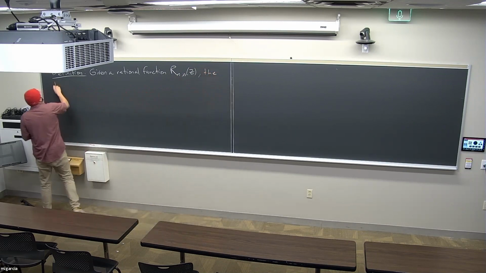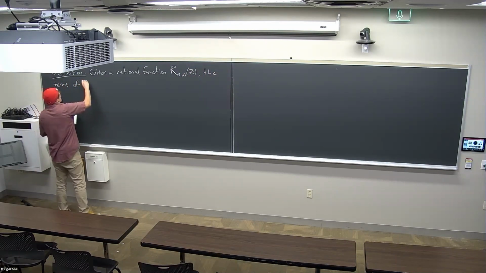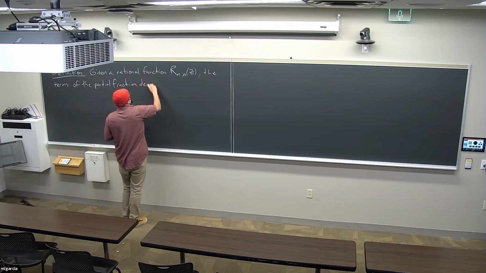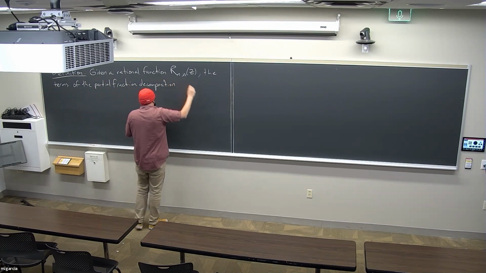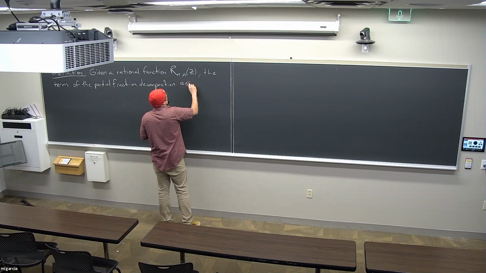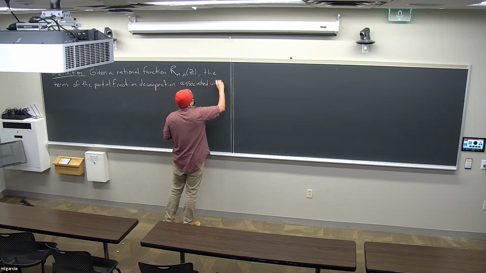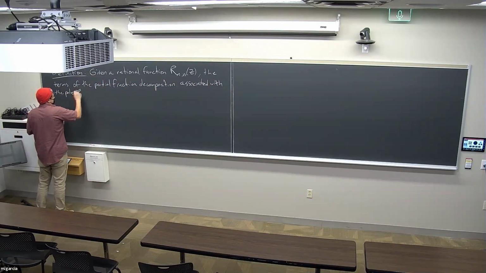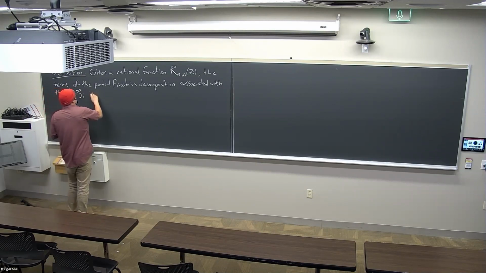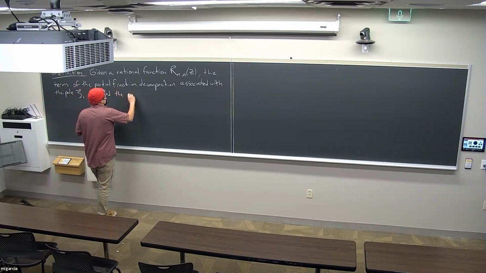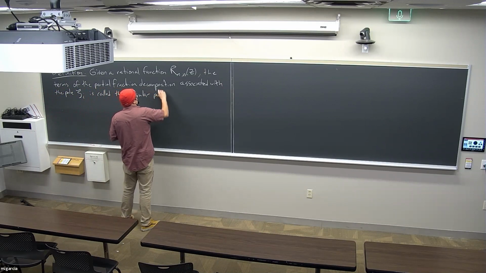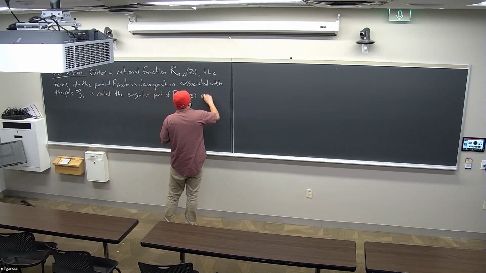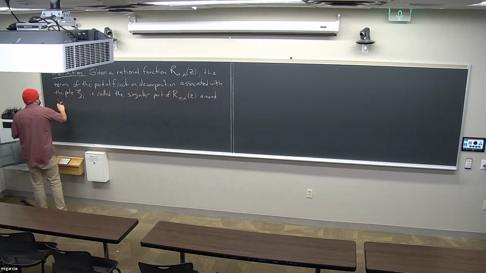The terms of the partial fraction decomposition associated with a pole zeta sub i is called the singular part of our rational function around zeta sub i.